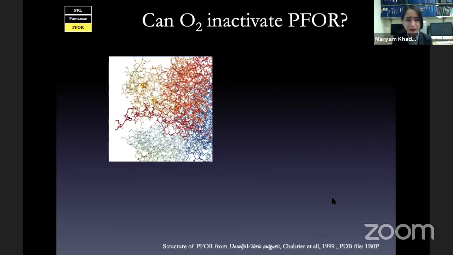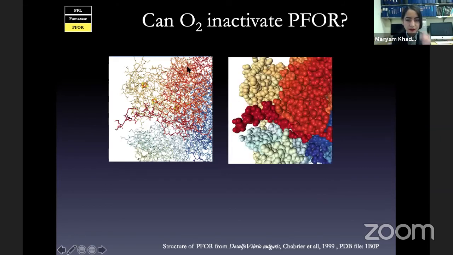The last piece of evidence that we had at this point was from the structure of this enzyme. This is what I showed you before, and this is the space fill model of the same part of the enzyme. And I want you to notice that these orange and yellow iron sulfur clusters cannot be seen here. It means that they are not exposed to the solvent. They are not exposed to the outer environment of this enzyme. Why is it important?